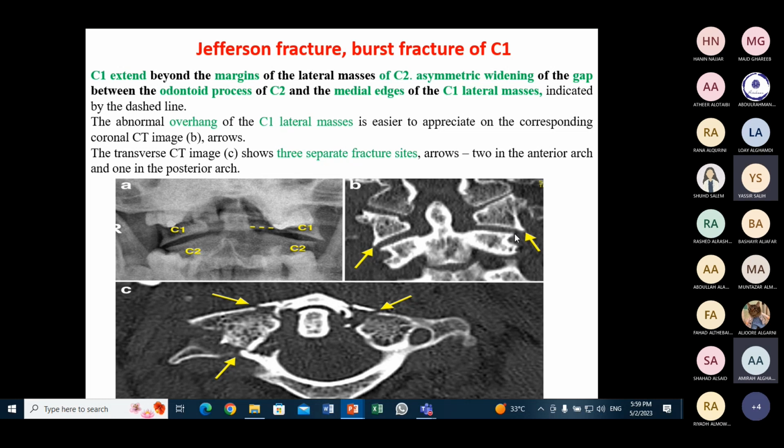Notice the overhang. This is the lateral mass, laterally not aligned with the C2. It is moved or slipped laterally. And also the gap between the dens or odontoid process on each side is not equal. Then we did axial, which demonstrates the fracture in the arch of the C1. This is a fracture and this is a fracture and this is a fracture. So this is called Jefferson fracture.